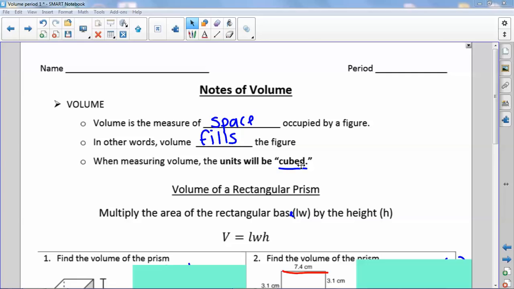So it's going to be inches cubed, centimeters cubed, or just simply units cubed if we don't know the exact units they used. Now, first we're going to talk about volume of a rectangular prism. So we're always going to multiply the area of the rectangular base, which is length times width, by the height. So our formula is V is equal to length times width times height.